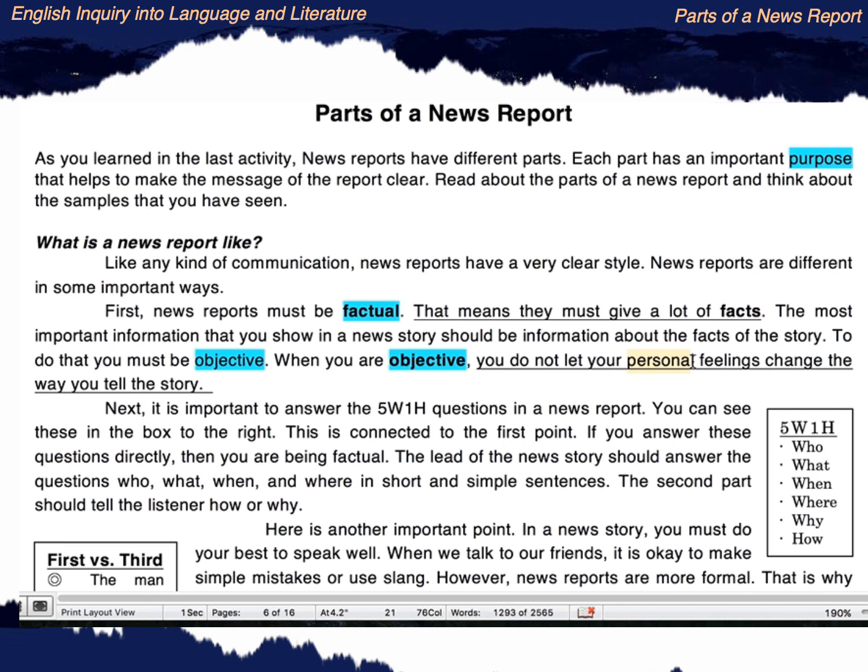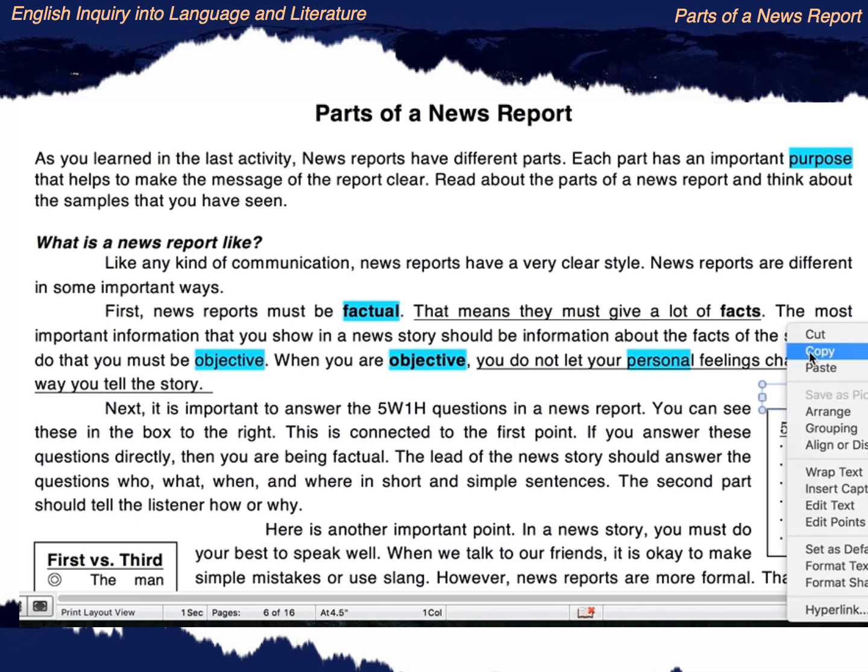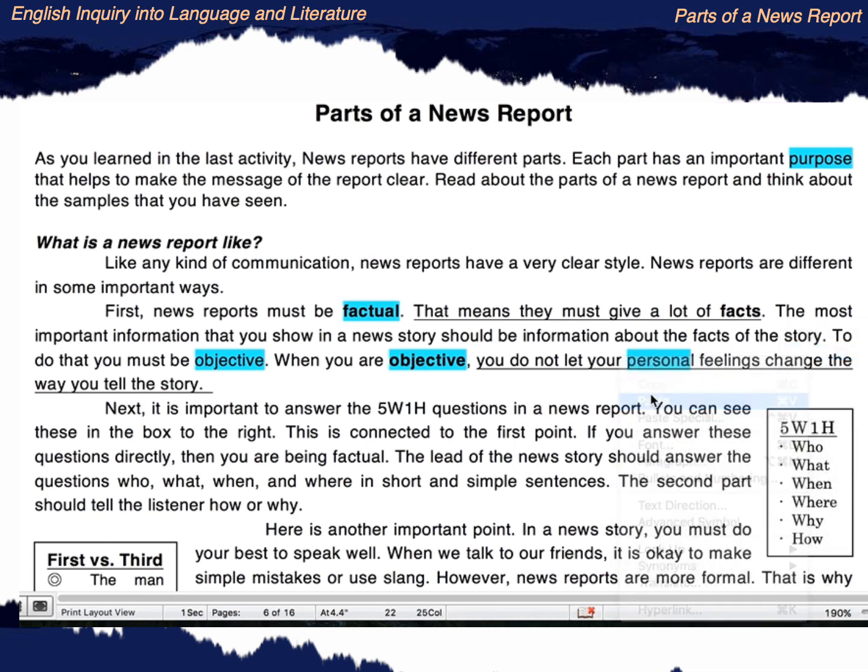So personal. Do you remember this word? Personal? Yes, it means your own feelings or your private feeling. So let's mark it and let's write down the same word or the same meaning. It can be private or your own feelings.